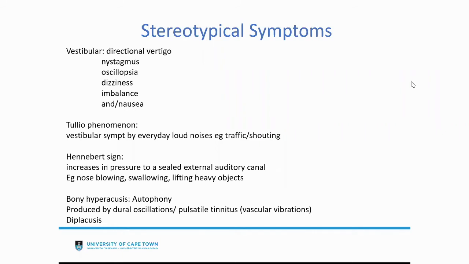In the clinic, you can look for patients with a Hennebert sign, and that's because when there's an increased pressure in that sealed external auditory canal, this induces vestibular symptoms. They could also describe it when they blow their nose, Valsalva, or lift heavy objects. They can complain of bony hyperacusis, autophony, where they can hear themselves, and it can be produced by these dural oscillations, or they might describe that they can hear pulsatile tinnitus, and then obviously diplacusis.